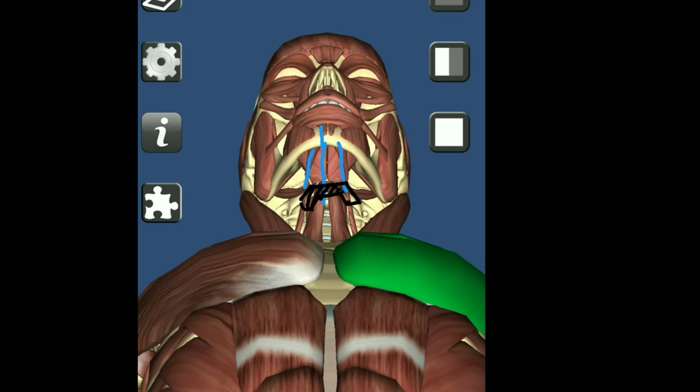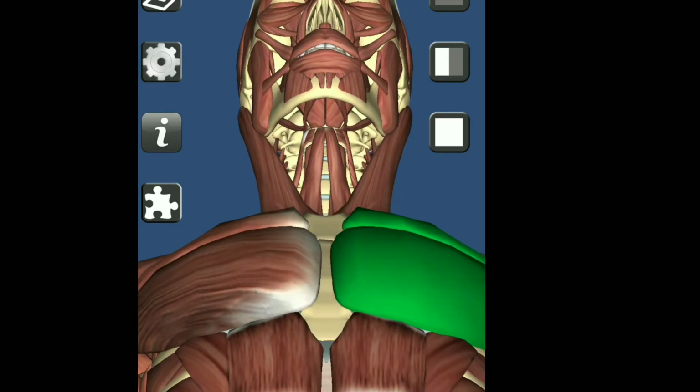So posteriorly, the submental triangle is bounded by hyoid bone. Laterally by anterior belly of digastric muscle, and the remaining side of the triangle is formed by the mylohyoid line. And in the midline, you can see the line joining the mylohyoid line and the anterior belly of digastric. Thus we have completed two triangles.